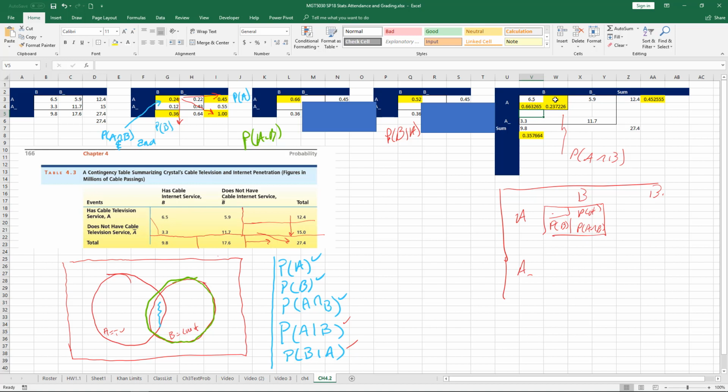And then this is going to be the probability of B given A, okay? Because we're saying if we know that they have TV service, of the 12.4 million, how many of them will have internet service also? So this is going to be equal to the intersect divided by the total number of A. And there's our 5 pieces of information.